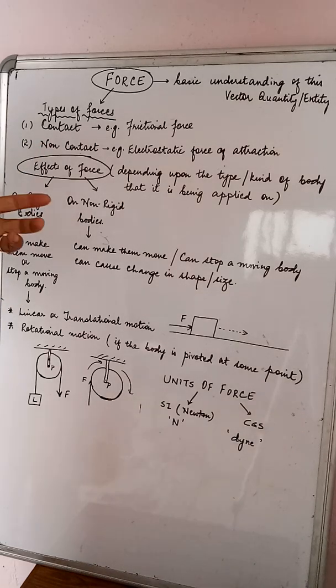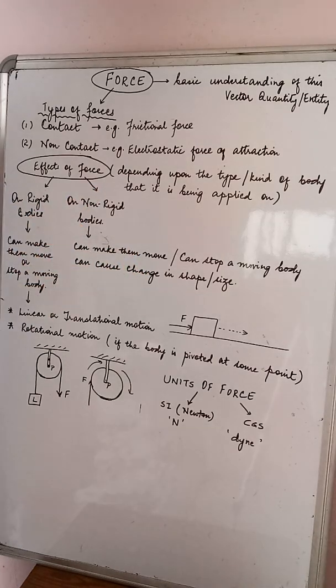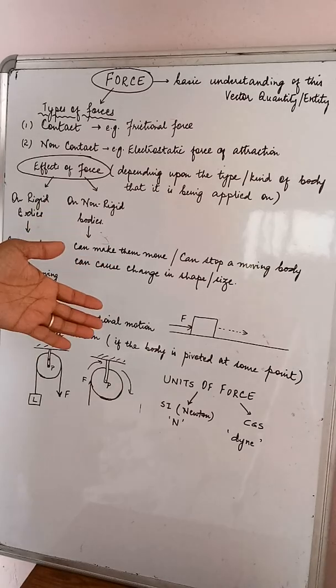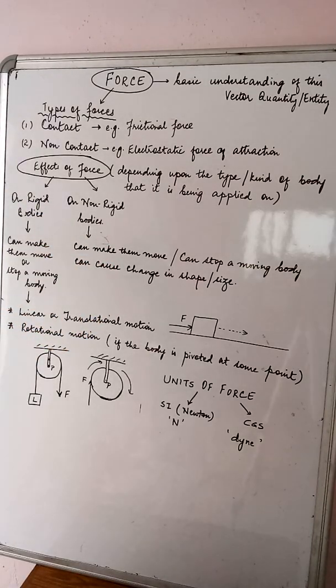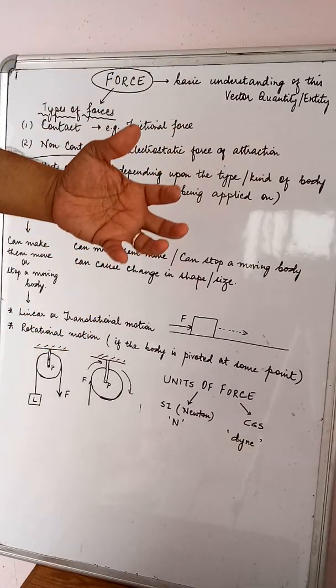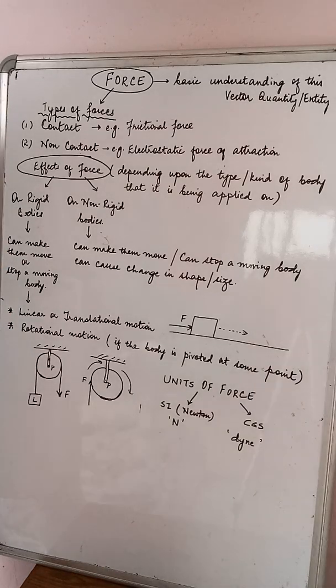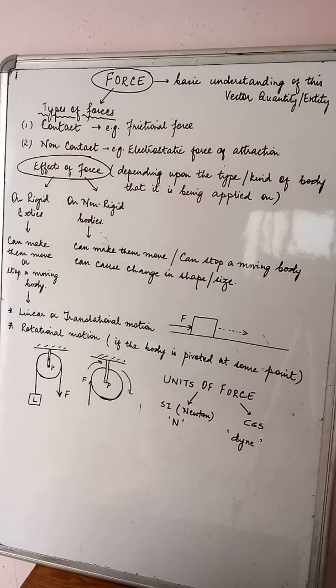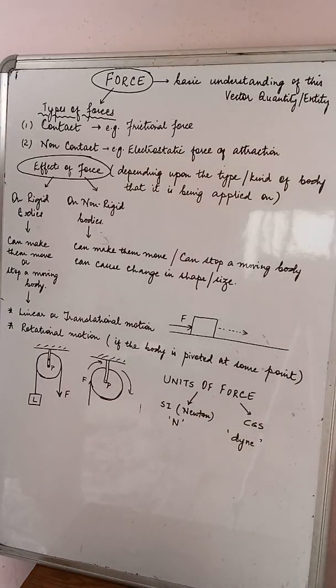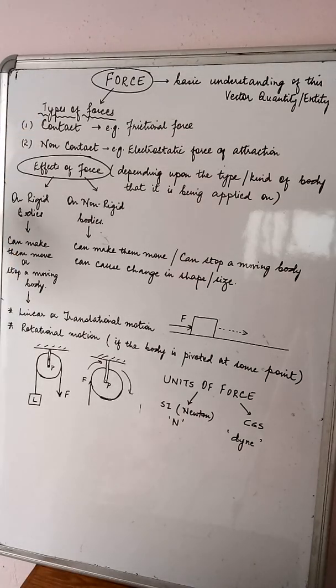Then another one: suppose a ball is coming towards you, and you apply some force in the opposite direction. What is going to happen? The ball was already in motion. When you applied the force in the opposite direction, you will either stop the body or reduce the speed with which it was moving. So you can make them move or you can stop an already moving body. That's the effect of force on rigid bodies.